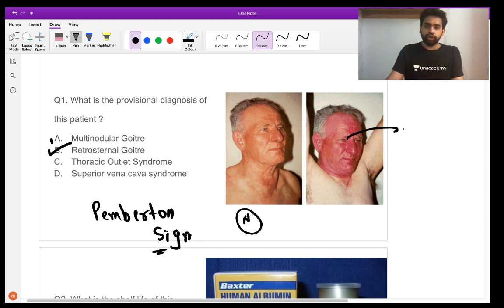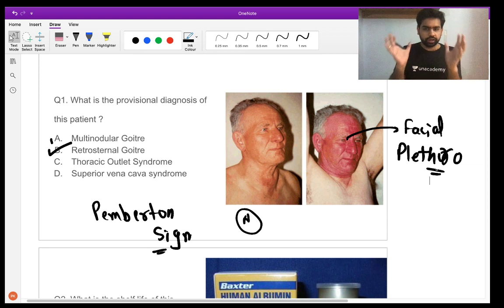So I hope you can appreciate this. There is a facial plethora. What do you understand by plethora? That is, there is vessel distension and the blood is not allowed to go from the face towards the heart. Why is this happening? Because in the region of the thoracic inlet, there is a retrosternal goiter, and if you decrease the space further, the vessels will get compressed and proper drainage of the vessels will not take place. Yes, engorged blood vessels. Very good, Danish. So good to have you, Danish.